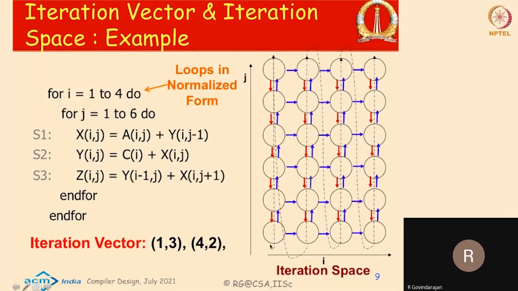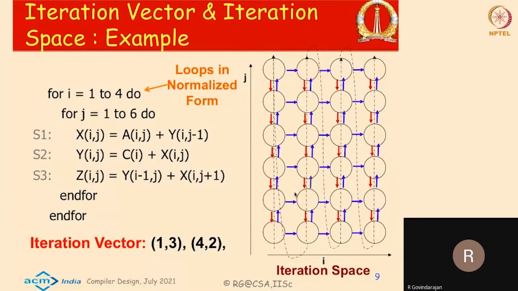Therefore, the iteration order is something like this. You go for one value of i, you cover all the values of j, and then come back and go to the next value of i, and then cover all the values of j, and so on and so on. These blue arrows and red arrows here represent some kind of dependencies that are there in this particular loop. Each of these blue arrows in this example talks about a particular flow dependence, and the red arrow talks about an anti-dependence.